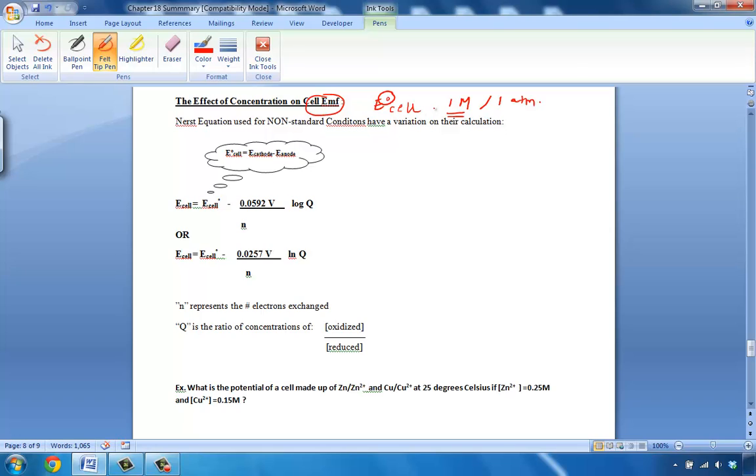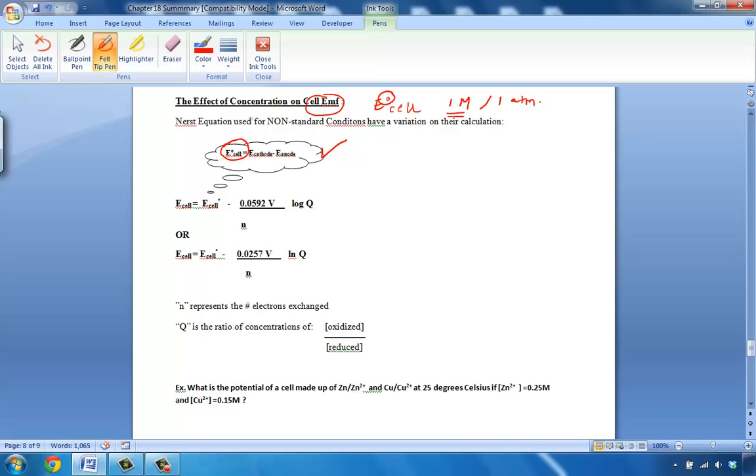Now, when you have standard values, you see this naught sign, you use this very simple equation where you find the E values for your oxidized substance, which is your anode, and your reduced substance, which is your cathode, and you simply take the difference between the cathode and the anode to get E naught of the cell.